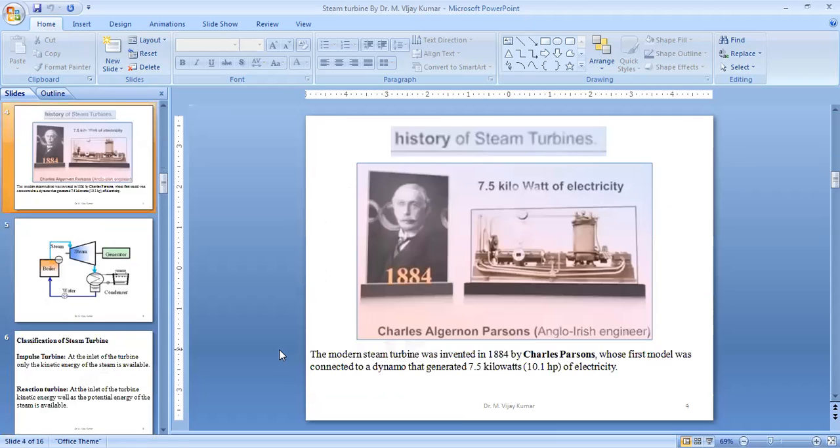Right. So the history of the steam turbine. Charles Parsons was the person who introduced the steam turbine in 1884. He was the first person who connected the steam turbine with the dynamometer, and he generated 7.5 kilowatt, or 10.1 HP of electricity. He was the first person who introduced the steam turbine with 7.5 kilowatt electricity.